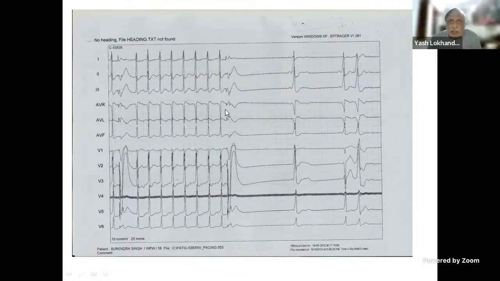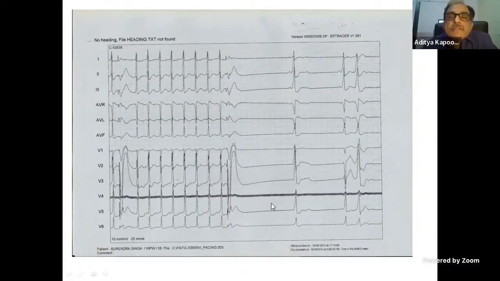So give us the reason why you said AVRT. The VPCs have terminated it. So that was discussed, that a single ventricular PVC has terminated it. The word single is very important. And what is happening after the termination? Sinus beat.